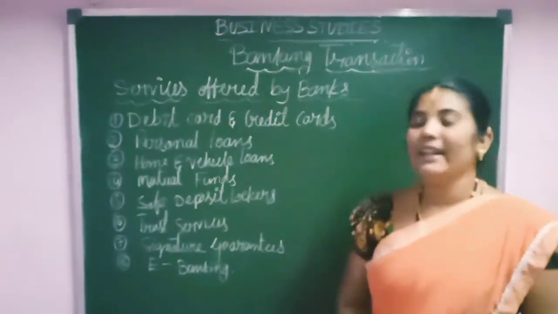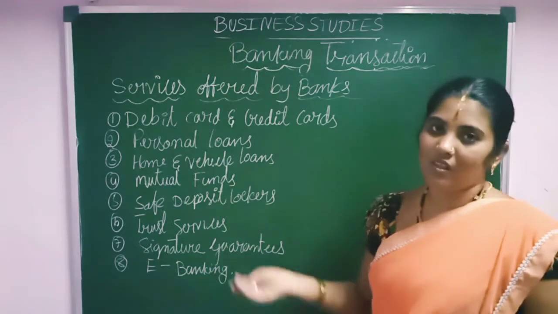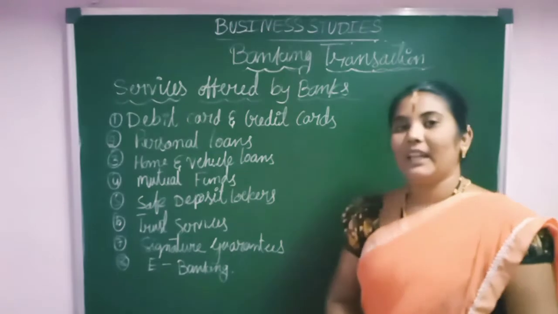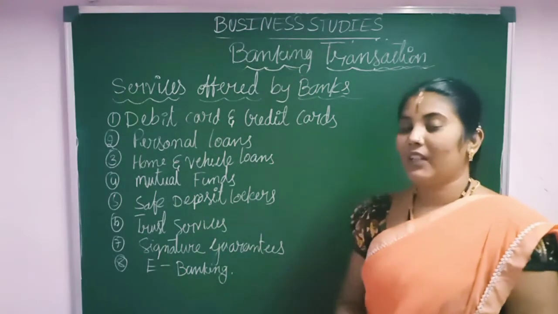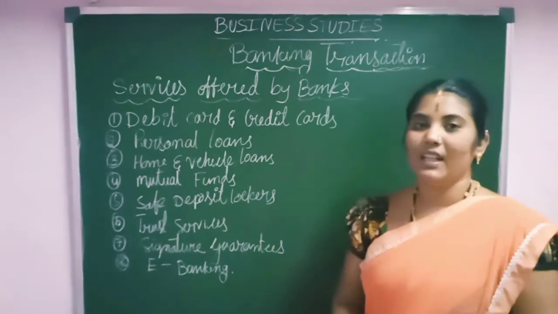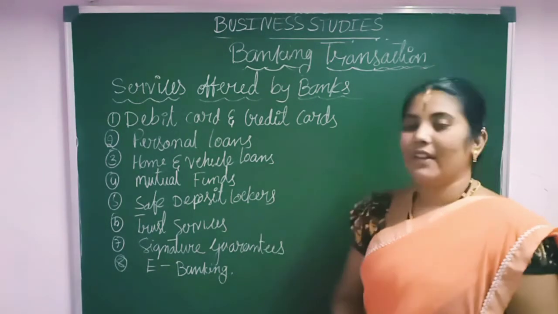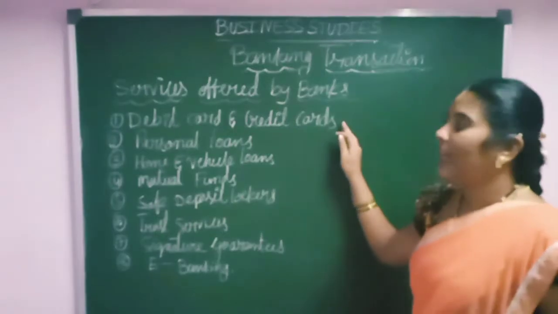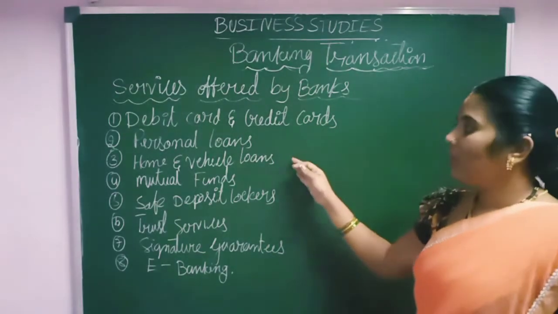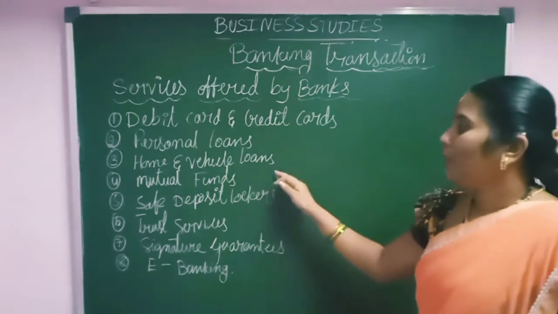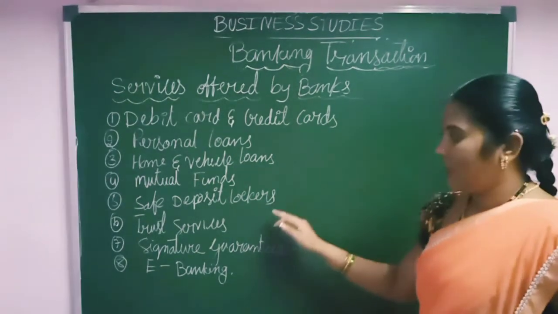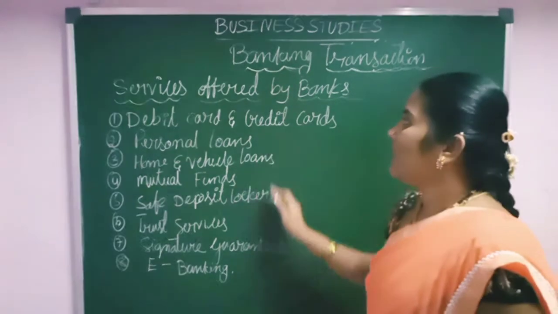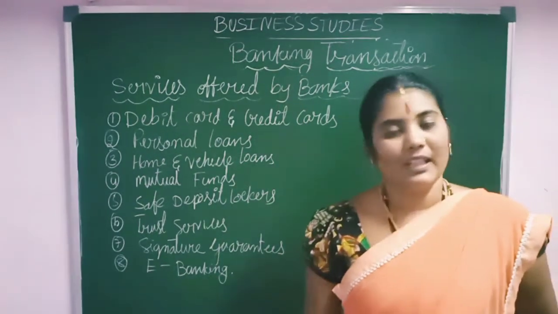Already we know that, and trust services. Some trust services it is giving. Then signature guarantee, e-banking, the electronic banking system it is giving. So these are all services offered by the bank. First one is debit and credit cards and personal loans, home and vehicle loans, then mutual funds, safe deposit locker, trust services, then signature guarantee and e-banking. These services are offered by the banks.